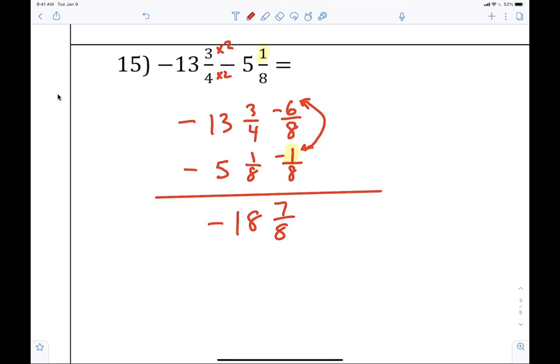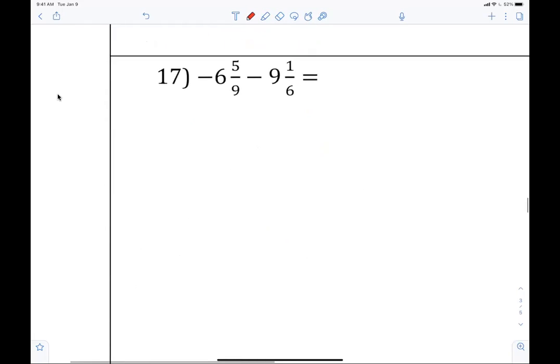That's one. You see it now, right? Yes. Okay. Good job. Ready? Let's look at 17 now.